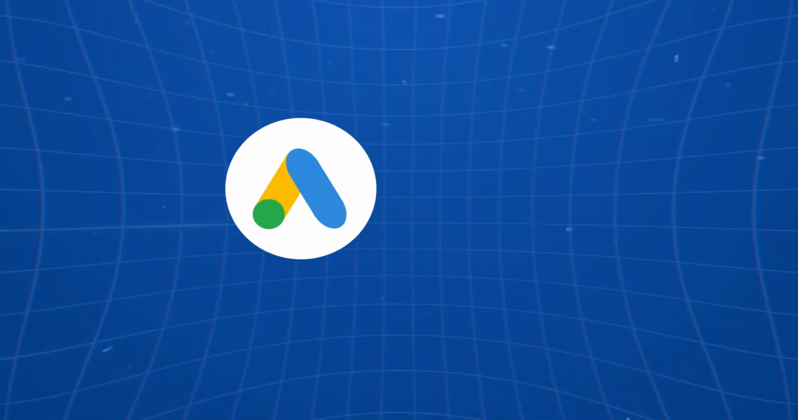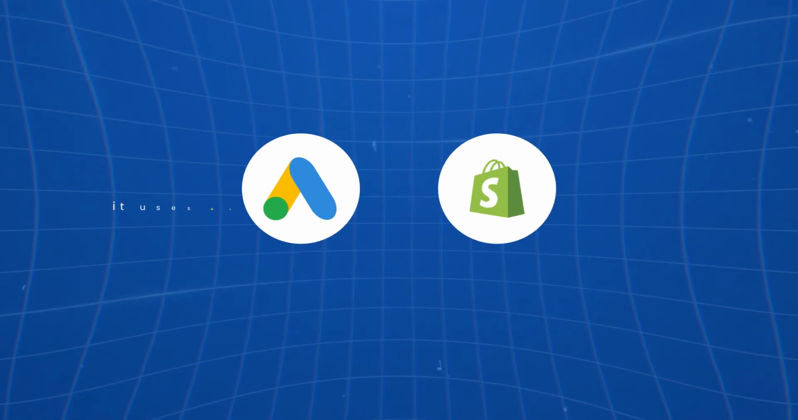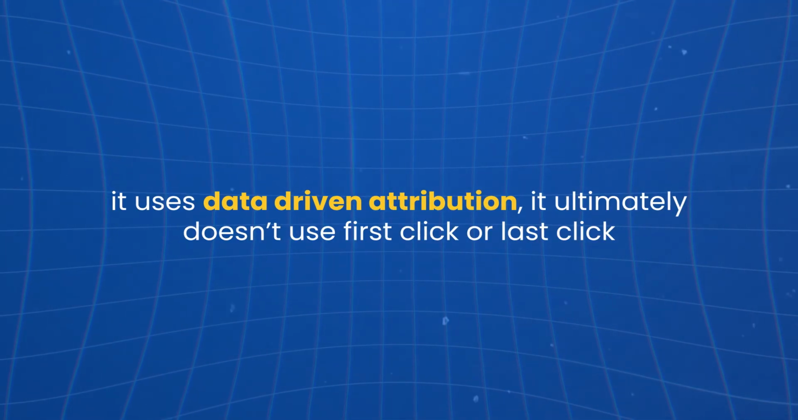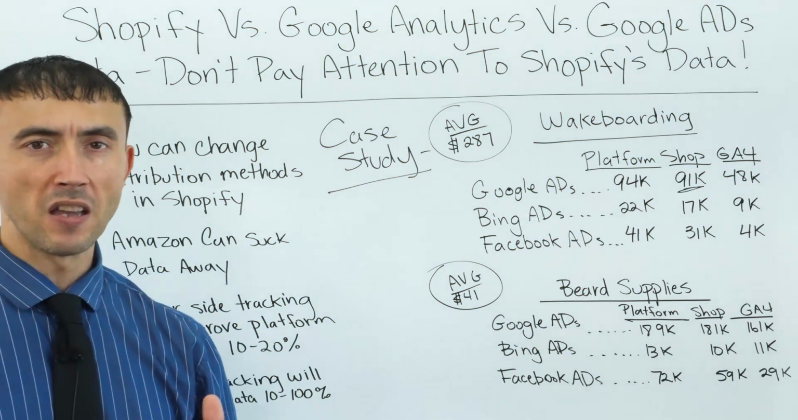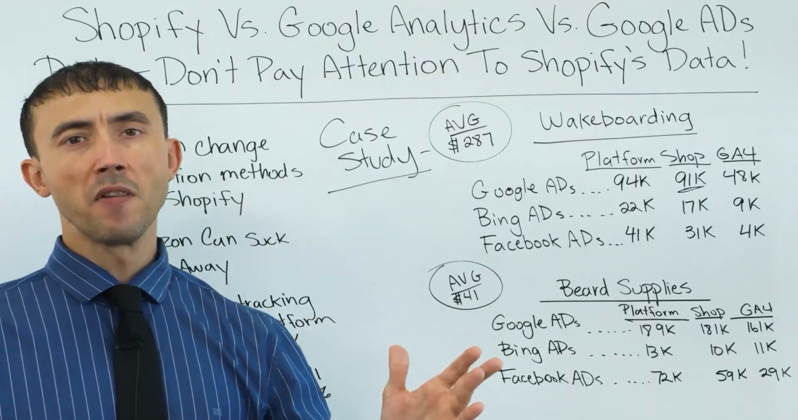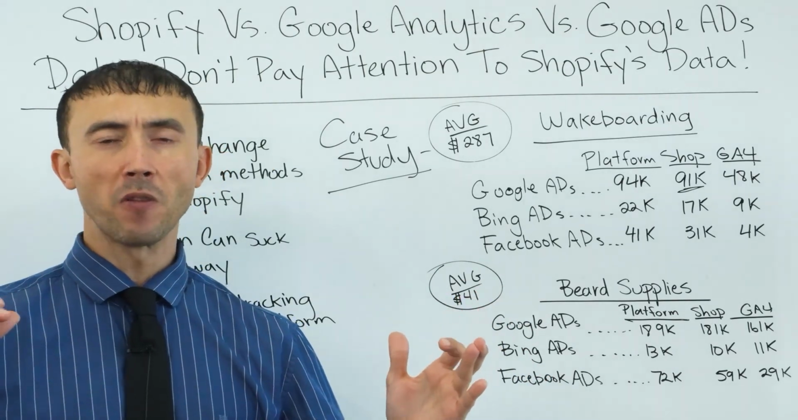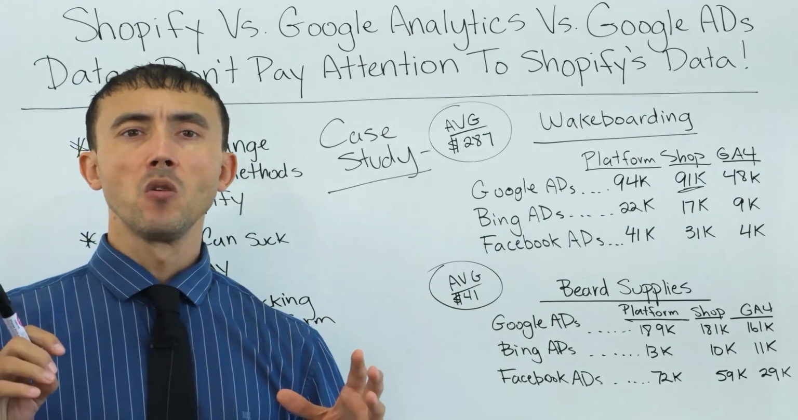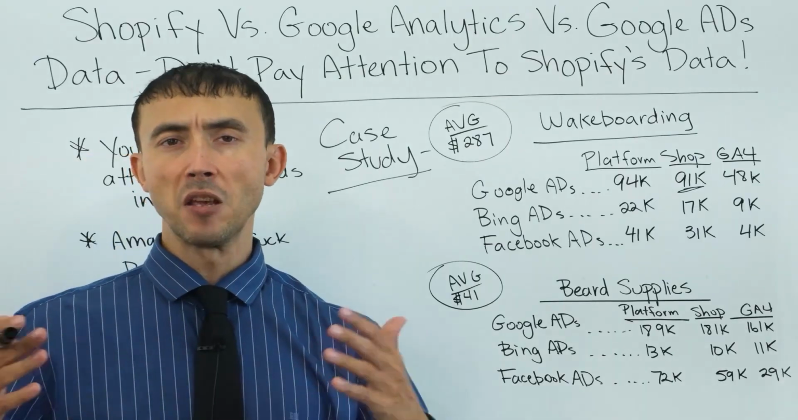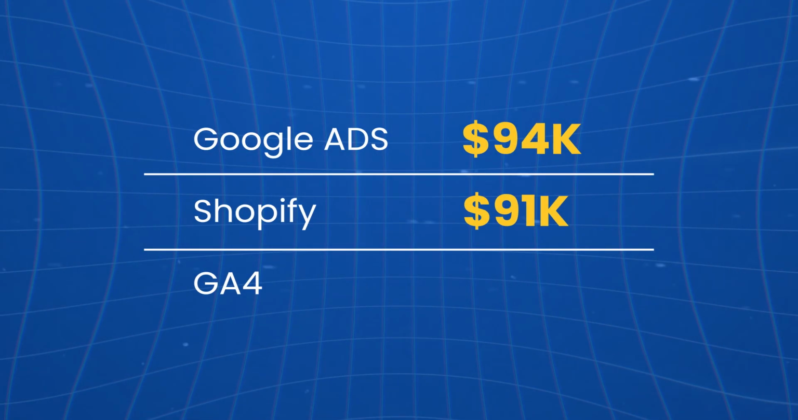Whereas Google Ads and Shopify have similar attribution methods, that is, they use data-driven attribution, which ultimately doesn't use first click or last click. First click being, what did they click on first? That gets credit for the sale, versus last click: whatever they clicked on last, wherever they came from last, gets the credit for the sale. Data-driven attribution, which both of these use now, is basically a combination thereof, as a simple way to explain it. Google Analytics has last click attribution set up.